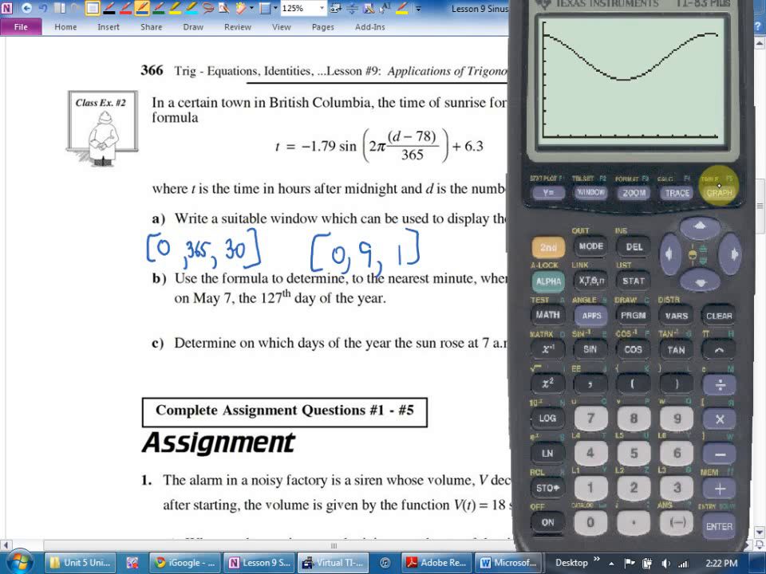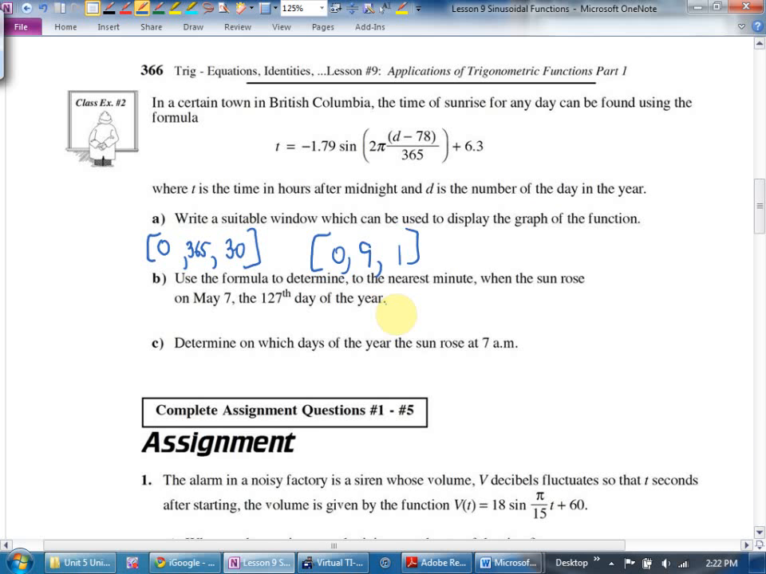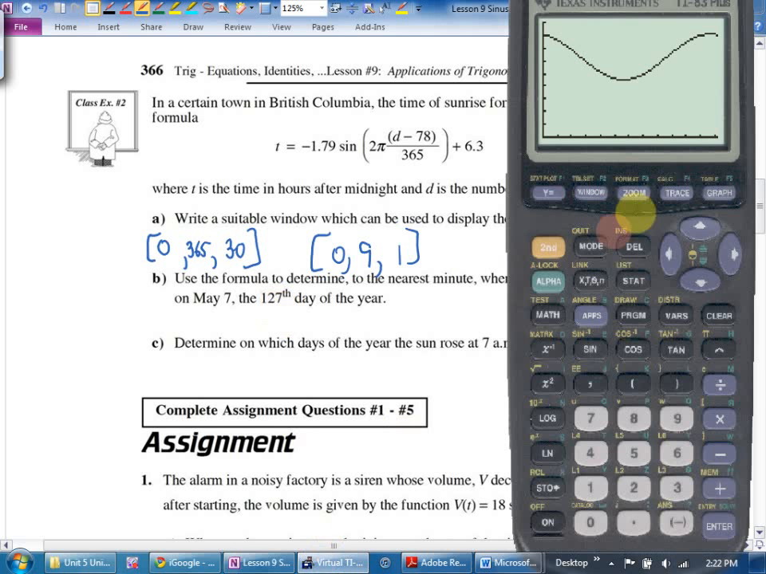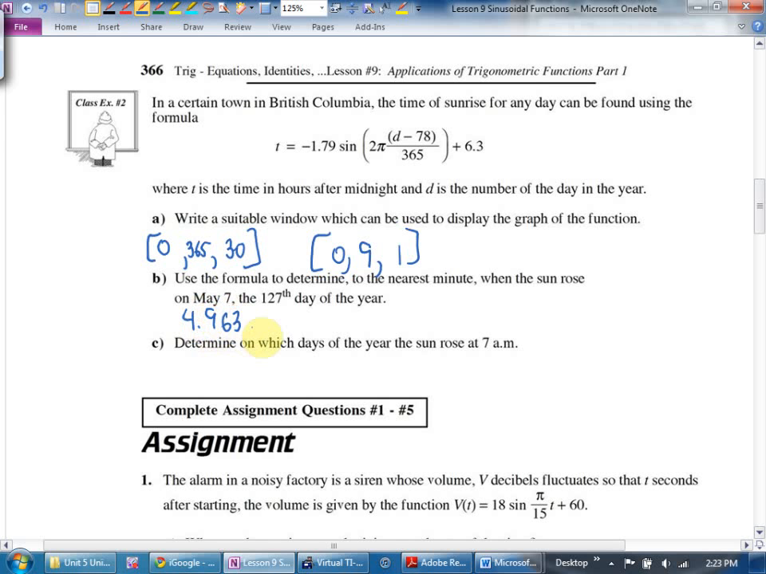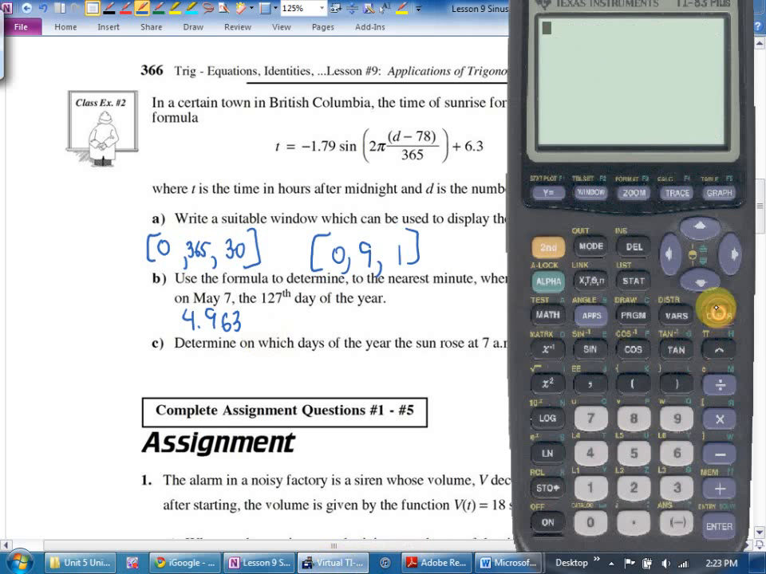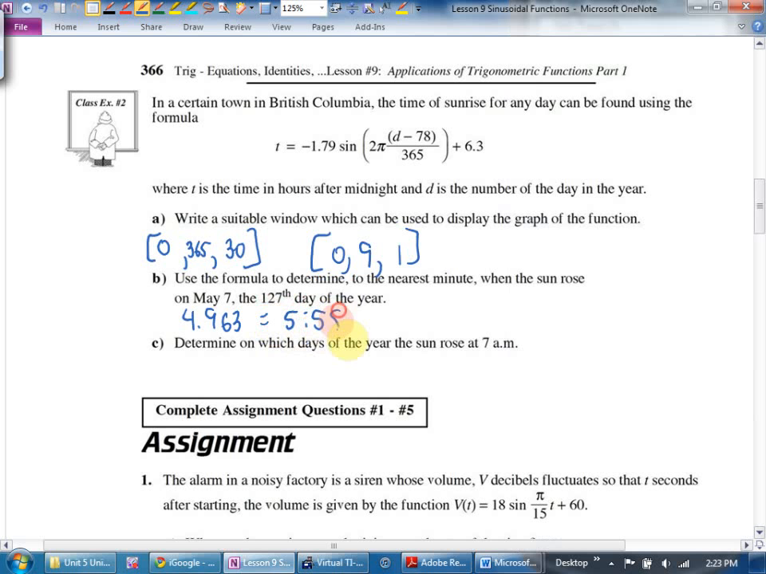It says, use the formula to determine to the nearest minute when the sun rose on May 7th, the 127th day of the year. So this 127, is that an X value or a Y value? Trace 127. Enter. 4.963 hours. But this doesn't want hours. What does it want? To the nearest what? Okay, so I'm going to take the decimal portion, the 0.963, times 60. I'm getting 58. Approximately 4:58 a.m. That's what I'm getting, 4:58. Can't you read my writing? Sorry. I'll make that a little clearer for you guys.